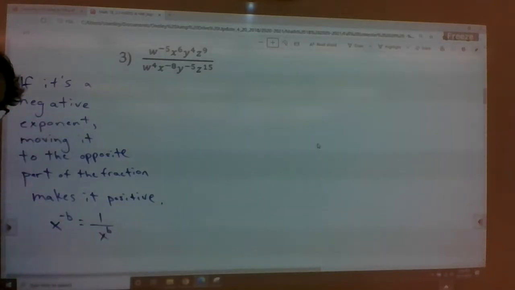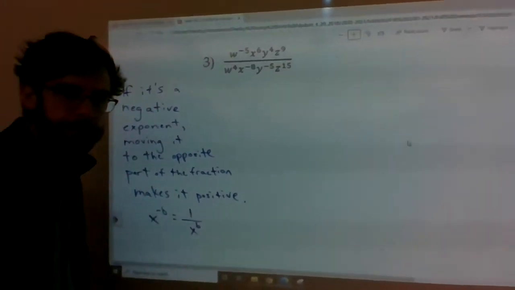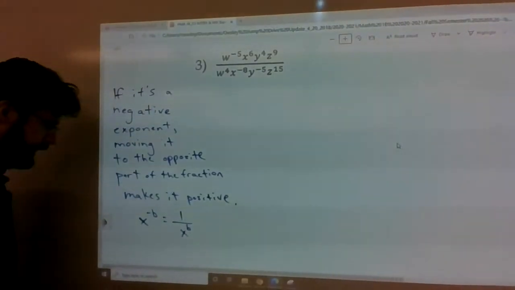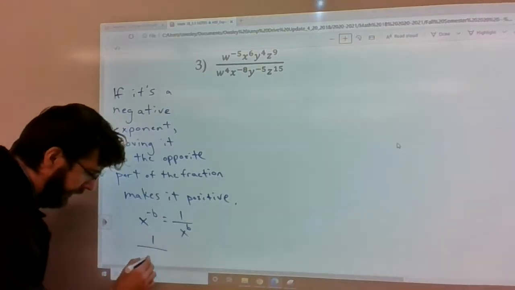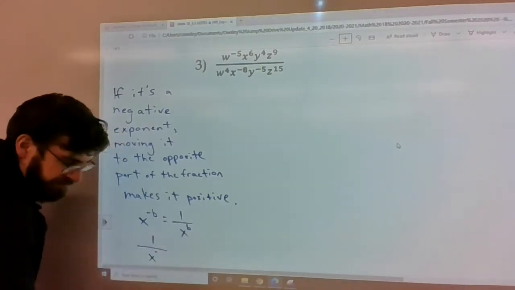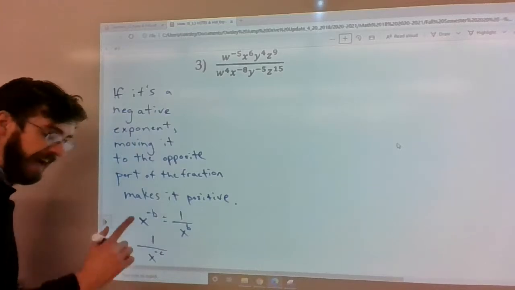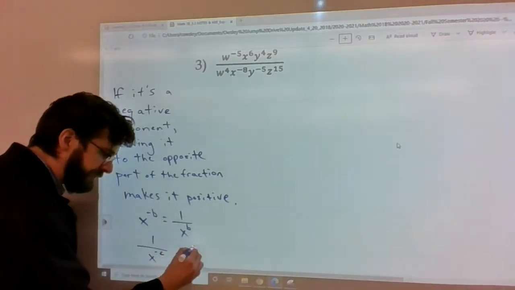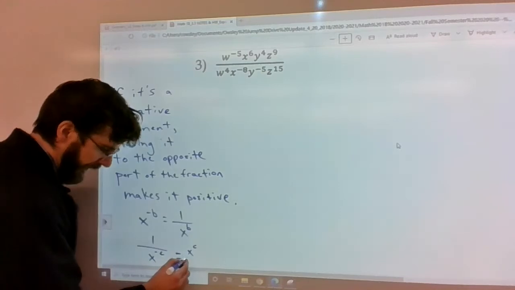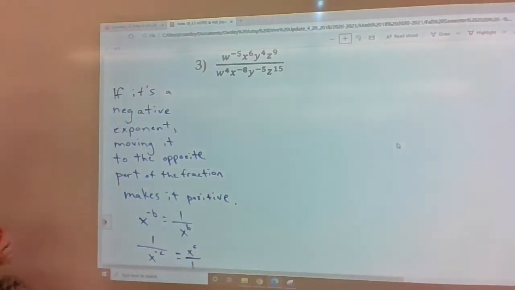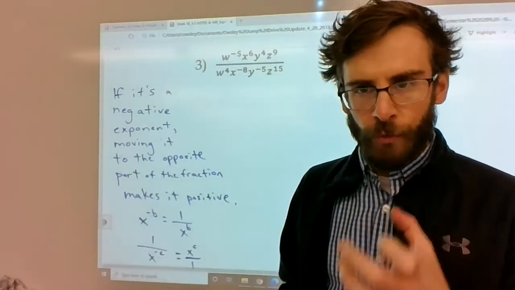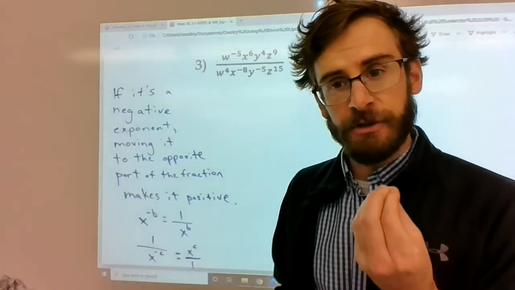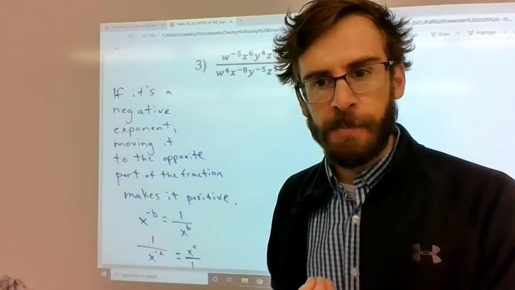That's something that I showed in the first example. Can you guys see that? Okay. Also, if it's 1 over x to the negative c, that's the same as x to the positive c in the top part of the fraction. So negative exponents are basically just not written correctly. They're not in the spots that they're supposed to be, in which we can read them as positive exponents.